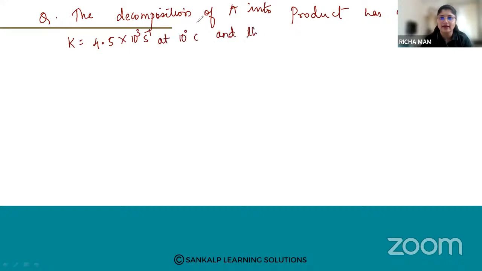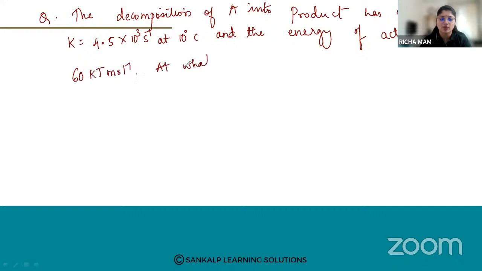So take one problem for homework. Write down: the decomposition of A into product has a value k equal to 4.5 into 10 raised to 3 per second at 10 degrees Celsius, and the energy of activation is 60 kilojoules per mole.